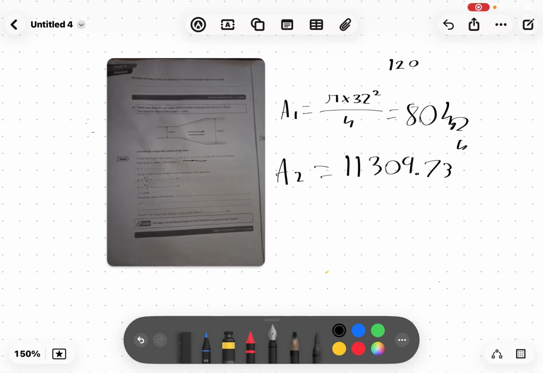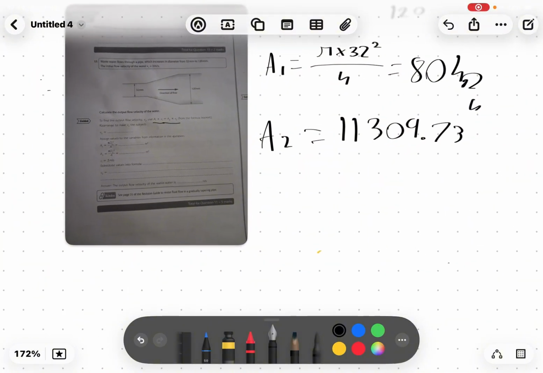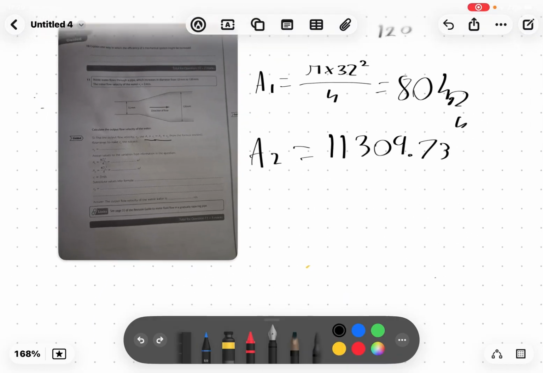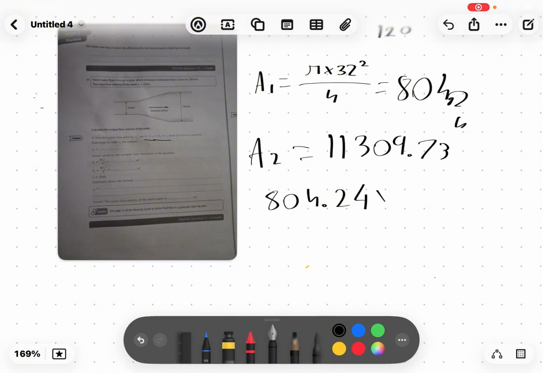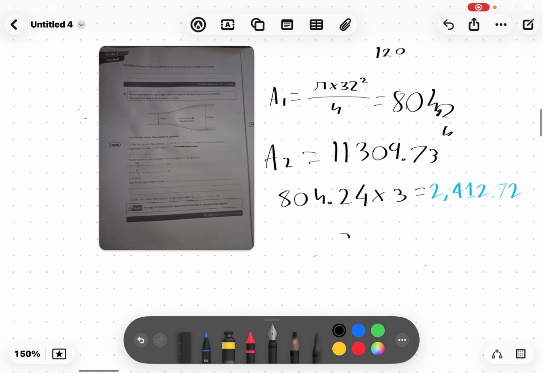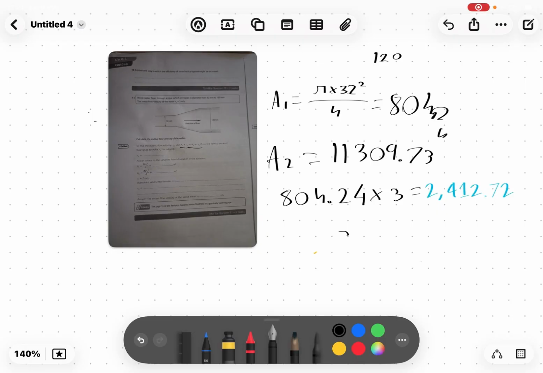So now that we have the areas, we're able to do this super simple thing, this equation. Area 1, so 0.84, and then we times it by the velocity, which is 3. Whoa, huge answer, but that's the answer. And then we divide this. Basically, we rearrange the formula.